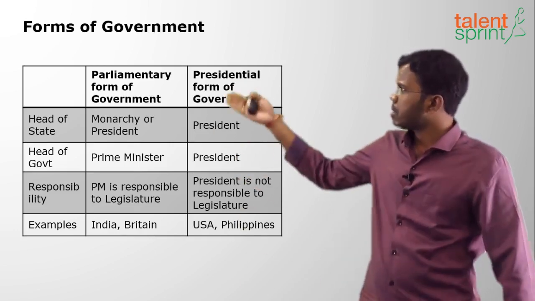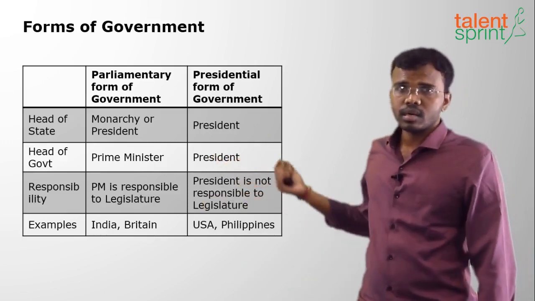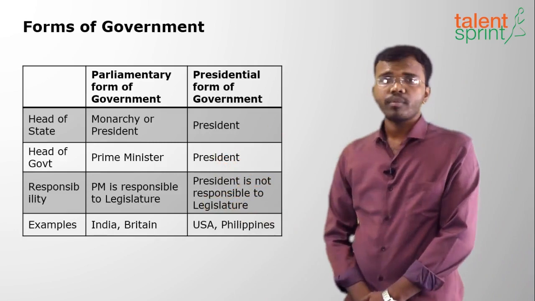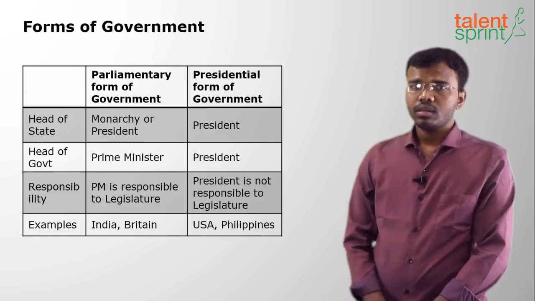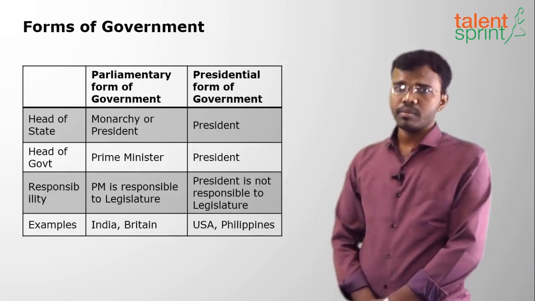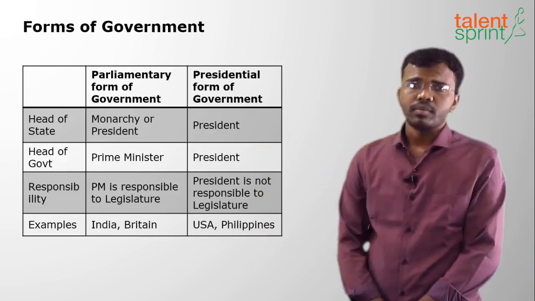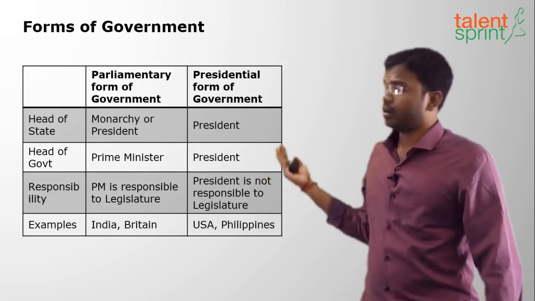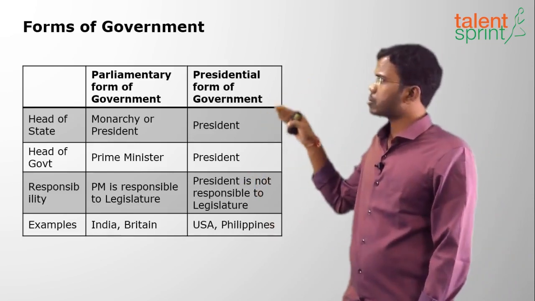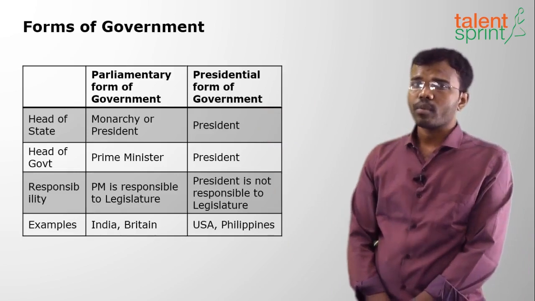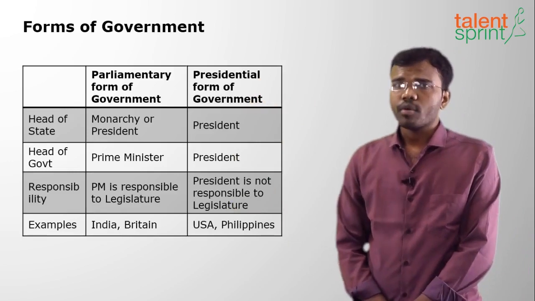So what are the best examples of parliamentary form? India and Britain. And the best examples of presidential form are USA and Philippines. There is one more form called semi-presidential form. In that, the head of the state is president and head of the government is prime minister. But the president may be involved in day-to-day matters. The best example of semi-presidential is Sri Lanka. So these are the 3 forms generally we see. Mostly we see only 2 forms, that is parliamentary form and presidential form. Which is the best form of government? That is parliamentary form of government.